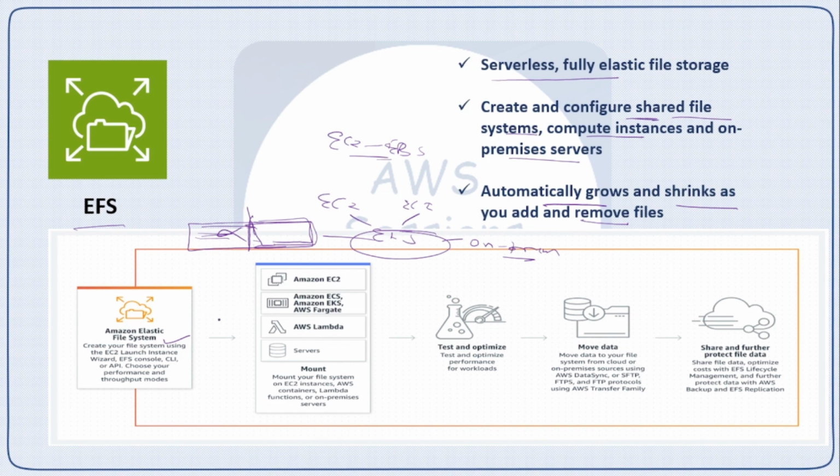So here you can see that you can create EFS and it can be used with EC2 and other services like ECS, EKS, Kubernetes, Fargate, Lambda, and you can also mount on-premises servers. That is the very important point. Then you can test it and then you can move the data. All these things are there, but basically my point is to explain EFS, that it can be shared among the instances and on-premises as well. And it is a serverless service.